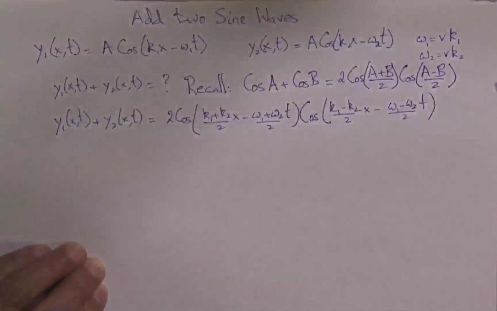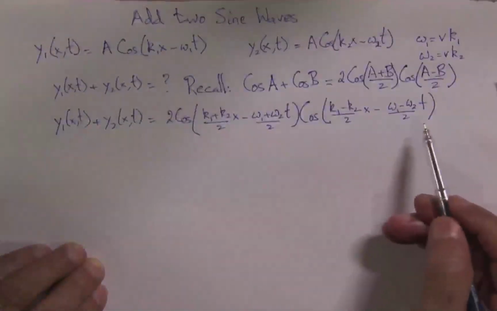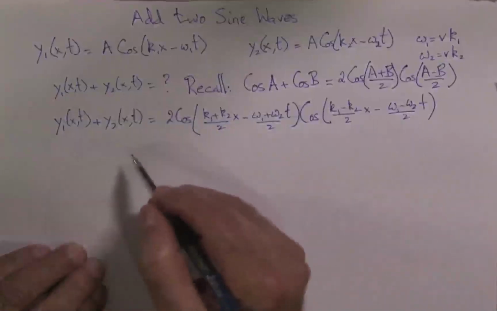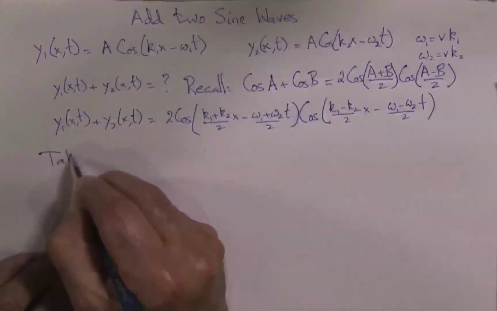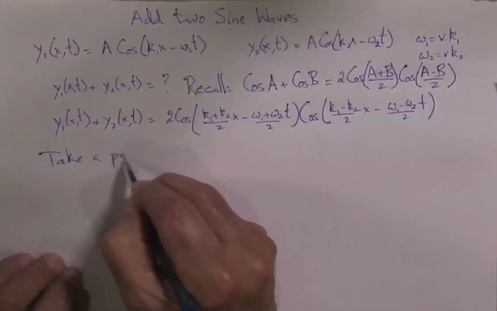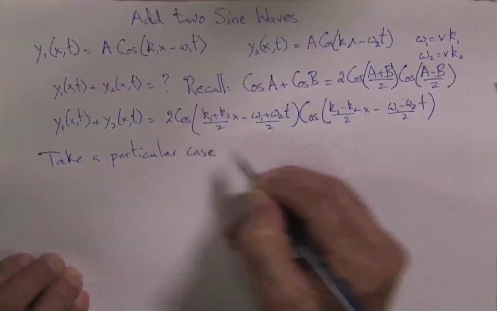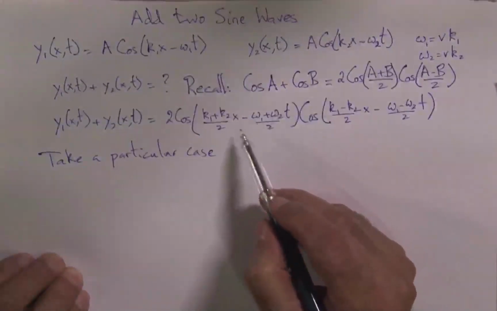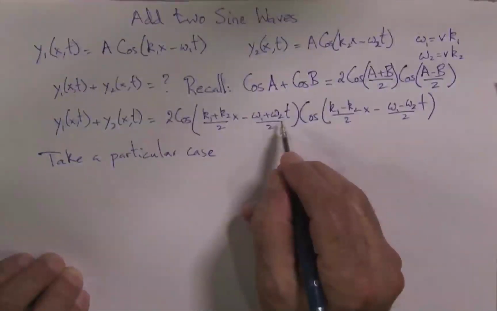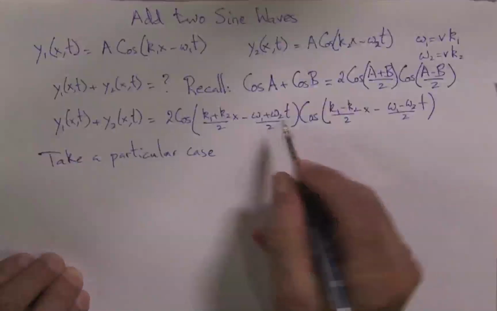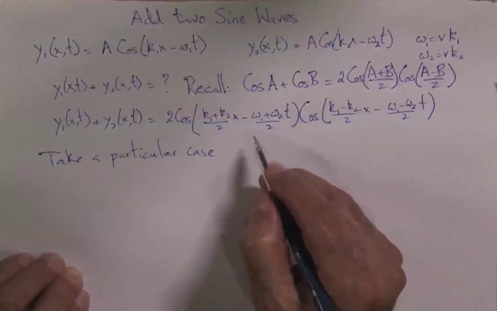Now, as it is, we're not learning too much from this, but let's take a particular case, where the two are quite close to each other. So omega 1 and omega 2 will differ by only a small amount, and consequently k1 and k2 will differ by a small amount also.